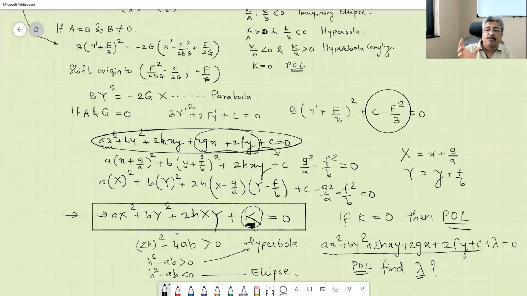If the homogeneous part is real, it can be factorized into real straight lines. So if h square minus ab is greater than 0, it is a hyperbola, because that is a real part, you can factorize it. And because the constant is not changing after the shift of origin, the original equation also will tell us this: the asymptotes will differ by the same constant. So find out lambda for which you want to change the given equation into the equation of asymptotes.